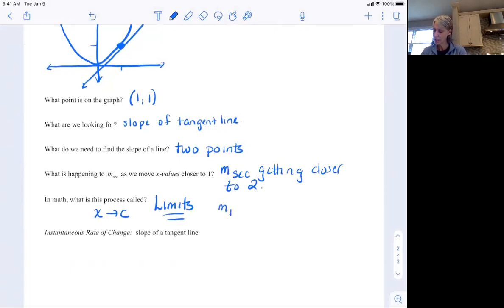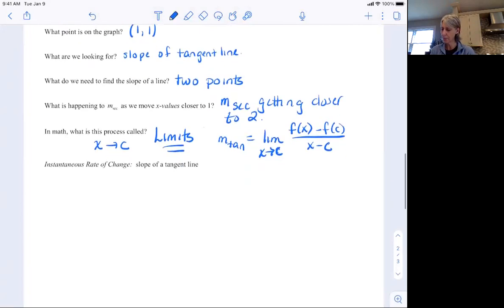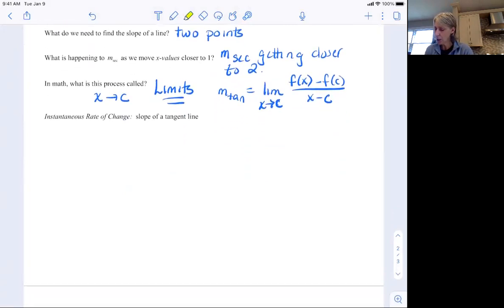So the slope of a tangent line is going to be the limit as x approaches c of the slope of our secant line. Generally speaking, in most textbooks, you will see that notation. I'm using the f of x minus f of c version. Now we call this slope of a tangent line the instantaneous rate of change. Instead of the average rate of change between 2 points, we want the rate of change at one specific value.